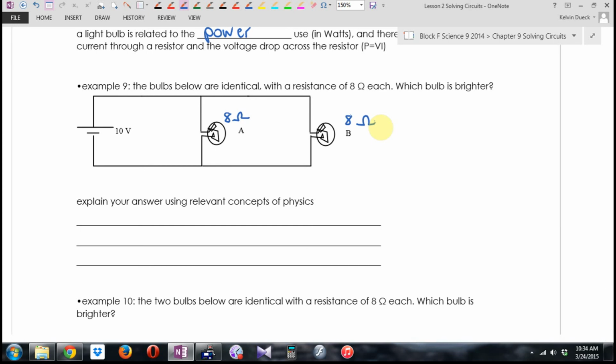What's the first thing that I look for? Battery, 10 volts. Check. Then I look for, did they tell me total current anywhere? Do you see amps anywhere in this circuit? So that's not going to help. Then I look for anywhere where they tell me two things. There's nowhere where they tell me two things.